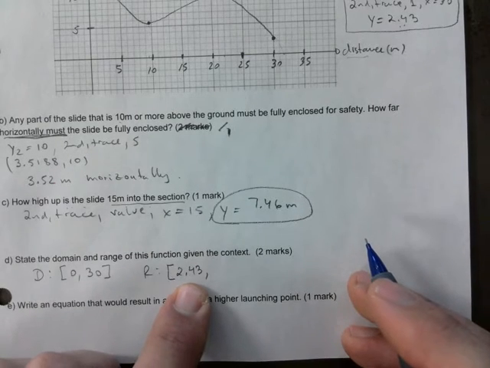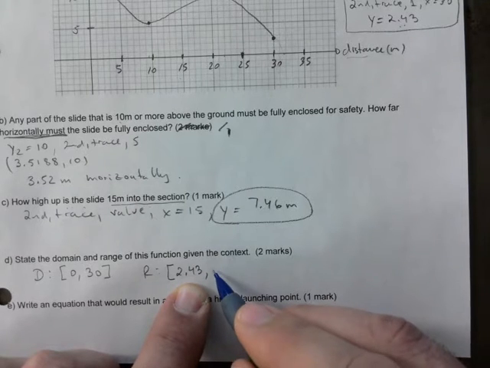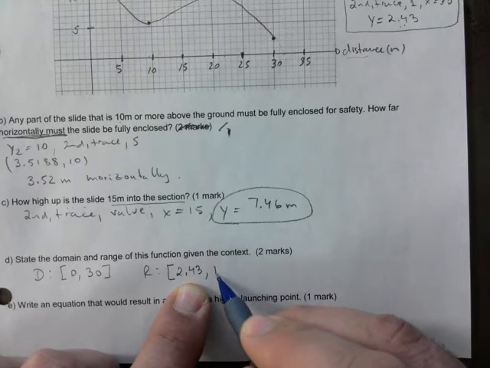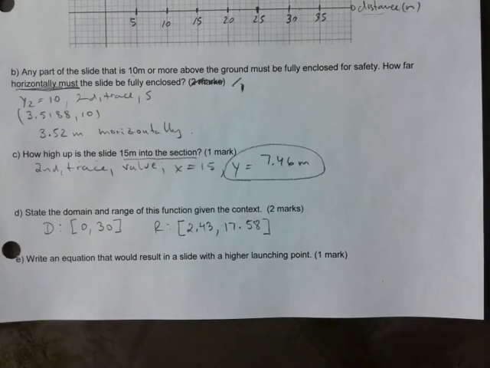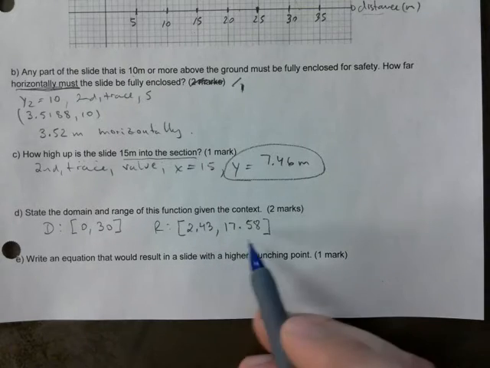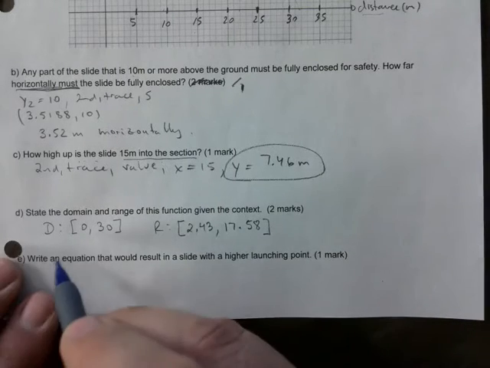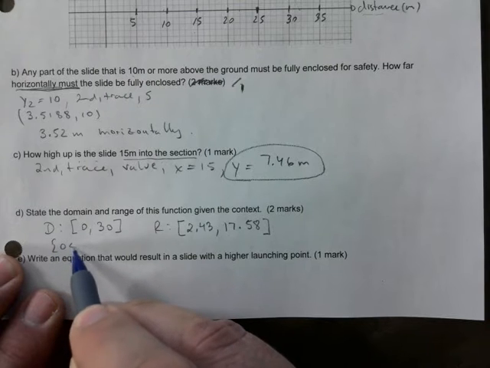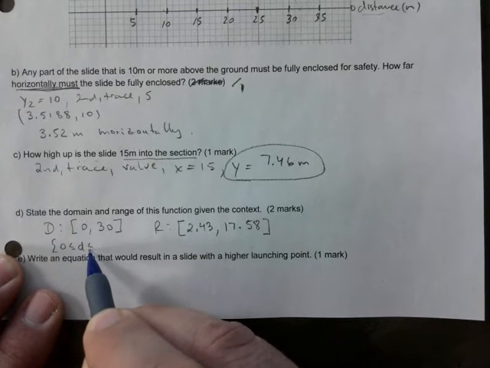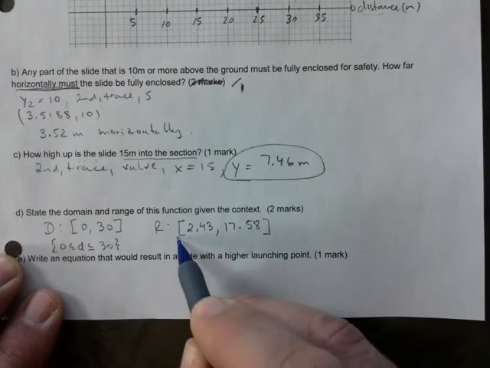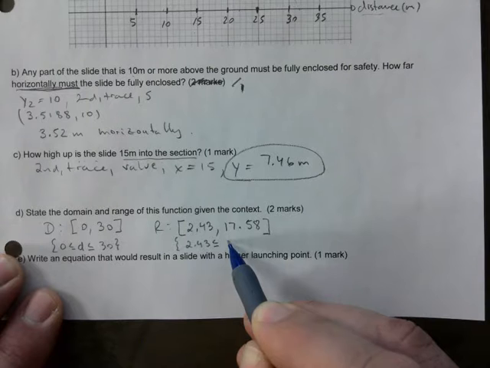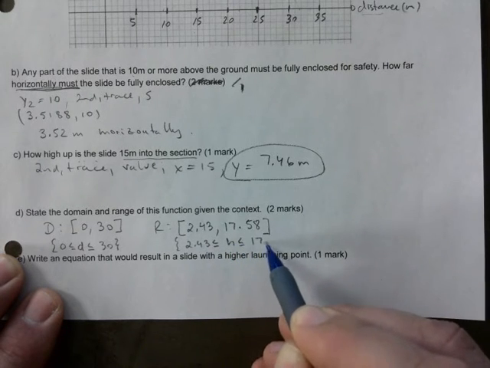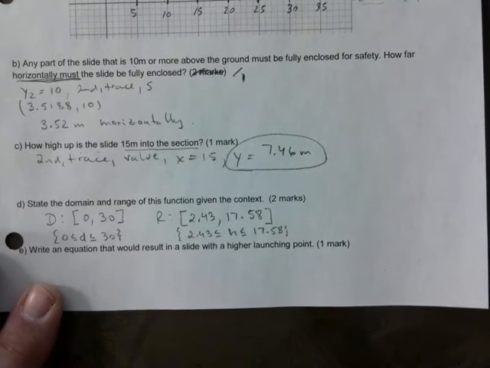And the highest in this case would be your y-intercept. Would you agree? That's the highest. So that's 17.58. Okay, so there, 1 mark for each. If you use the interval notation, sure, go ahead. And then you've got to use distance like this, squiggly brackets. And then it's 2.43, and this would be h, 17.58 like that. Either one is fine.